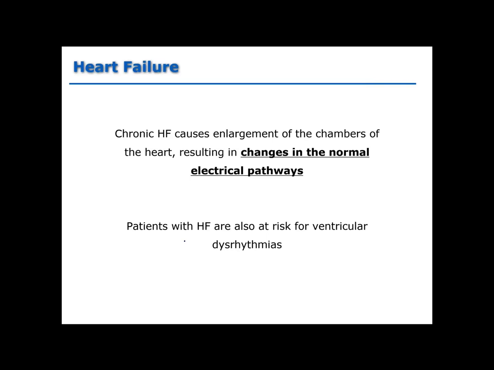Patients with heart failure are also at risk for ventricular dysrhythmias, which remember we talked about with our different rhythms, through the rhythm interpretation. As your heart muscle stretches and moves, the pathways that the signal is going to transfer to are going to be a little different, and that could cause arrhythmias just from that.